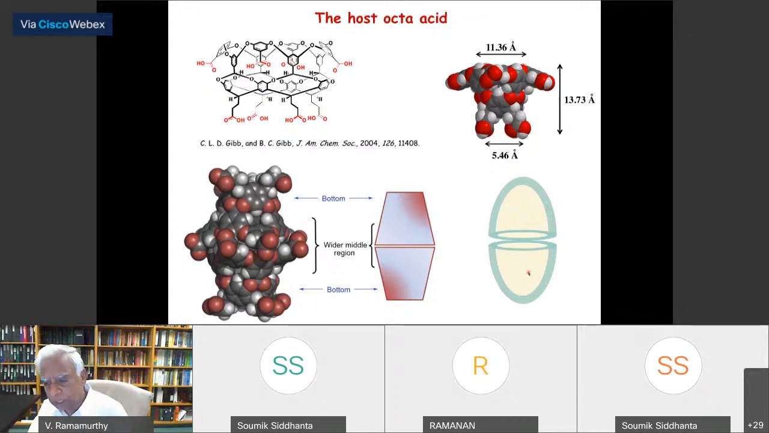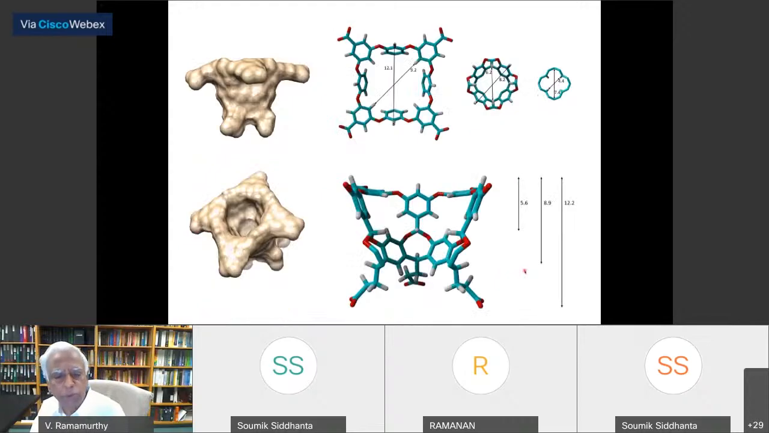Now, what type of molecules will go in? A little bit more of this molecular modeling gives some of the people who might want to visualize where the chemistry is taking place. This picture is useful. When you look from the top, this area is like going to a tailor who is taking measurements of your shirt or pant. So here is the width on this side, and then the bottom, and then the height.